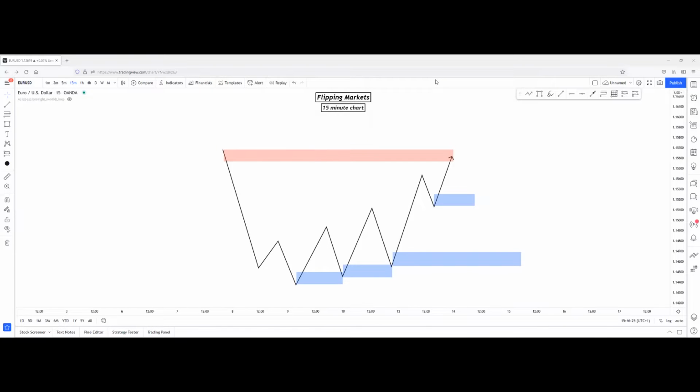We'll talk about the who's in control topic. This is one of the most important things to master in supply and demand trading. Understanding if supply or demand is in control can help you to avoid a lot of unnecessary losses.